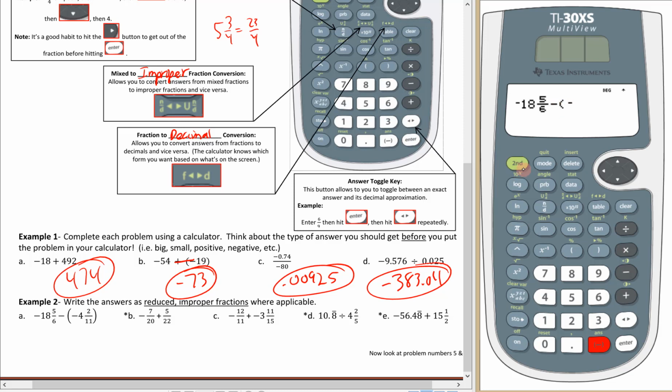So I'm going to do this one a little bit differently. I'm going to hit the mixed number input. I'm going to put a 4 right there, so there's my negative 4. Hop on the top, there's a 2. Hop on the bottom, there's an 11. Hop outside.